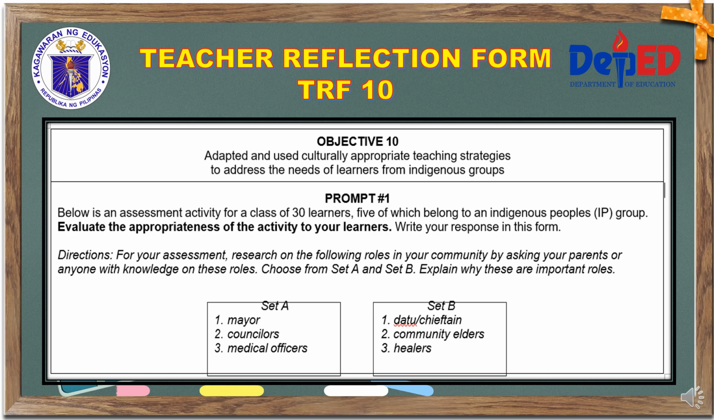So mga ka-friends, review muna tayo about sa previous video natin tungkol sa TRF Objective 9 bago tayo mag-start sa content natin today about sa TRF 10 mga ka-friendships. So, the TRF 9 was all about kung paano i-handle ang learner with learning disabilities or difficulties. After natin nagawa ng reflection sa prompt number 1, you also designed a lesson plan for the gifted and talented learners in the prompt number 2.